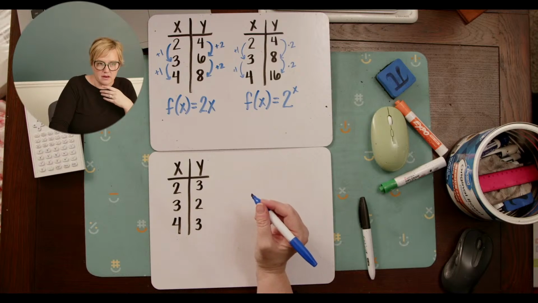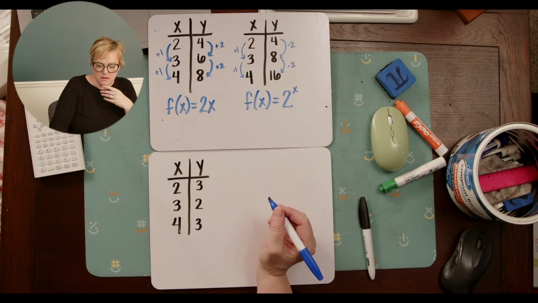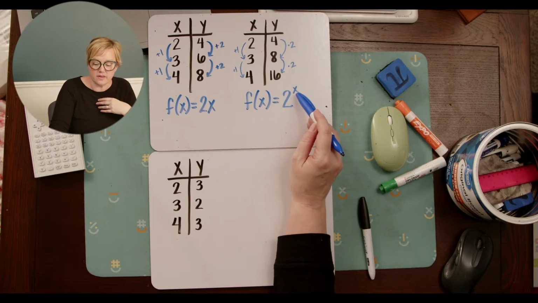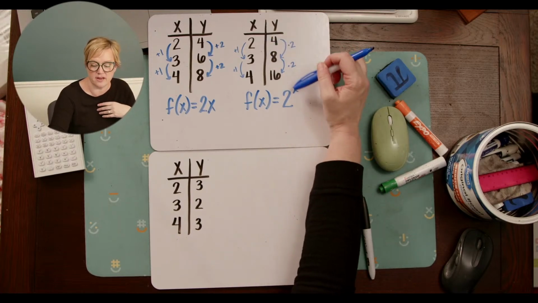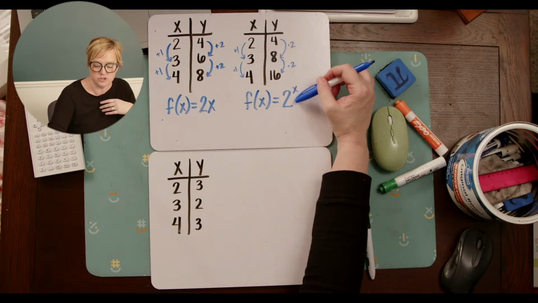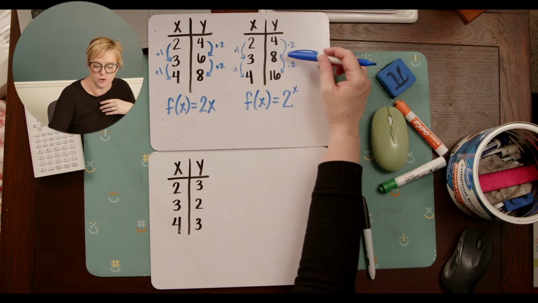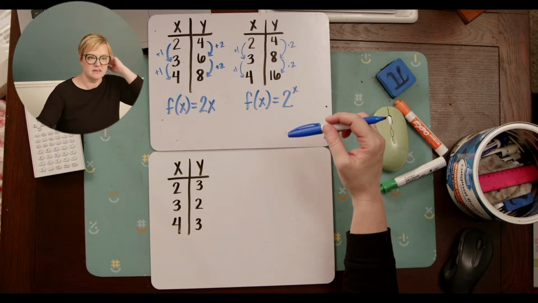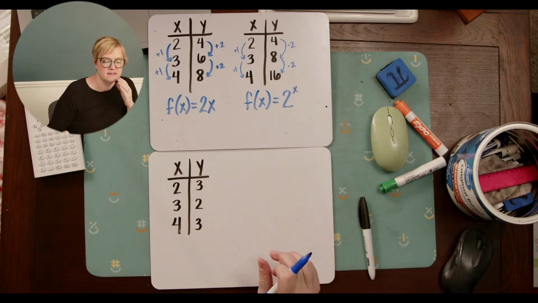Three to the x power, no, these are all 2 to the x power. So my x value is going to be my exponent. So 2 squared is 4, 2 cubed is 8, 2 to the 4th is 16. That's what that is.